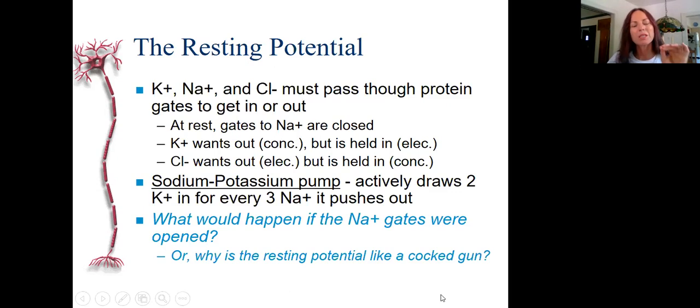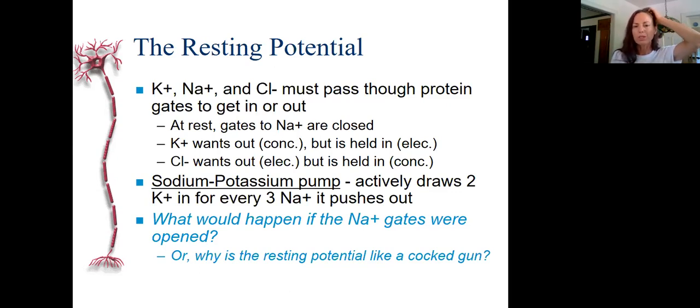Okay, there is something that we call the sodium-potassium pump. And what the sodium-potassium pump does is it draws in 2 potassiums for every 3 sodiums it pushes out. So it's always pushing out sodium, more sodium, and drawing in more potassium. So that's why we have a lot of potassium inside. We have a lot of sodium outside.